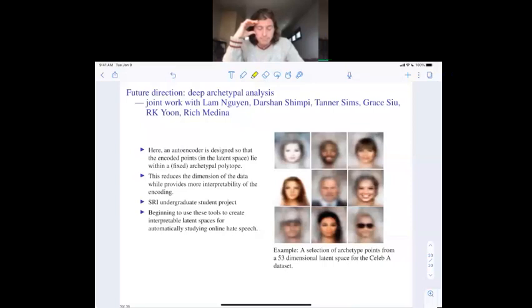And the advantage to doing this, you're still going down in dimension when you use this, but now you gain some interpretation in the latent space. So you're still reducing the dimension of the data, but you're getting some more interpretability of the encoding. And so yeah, on the right here, I have an example.